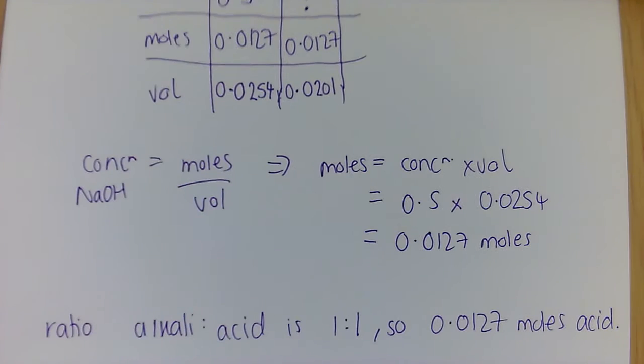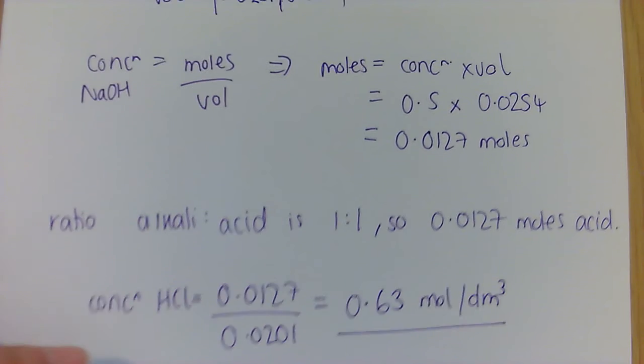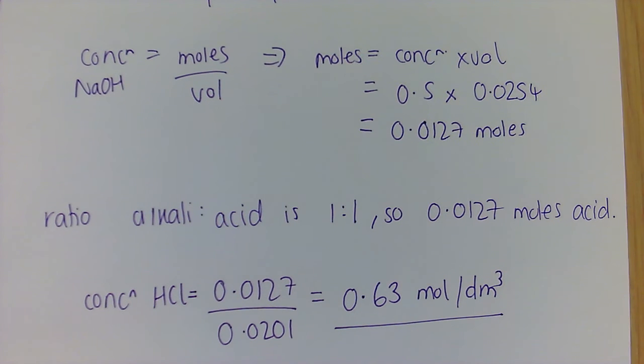As I say, AQA likely to break that down into stages. So the first part, like I said, might balance the equation, calculate the mean titre value from the table of results, then work out the number of moles of alkali, then work out the number of moles of acid, then put it all together to work out the concentration of the acid. They're unlikely to give it to you as one question.